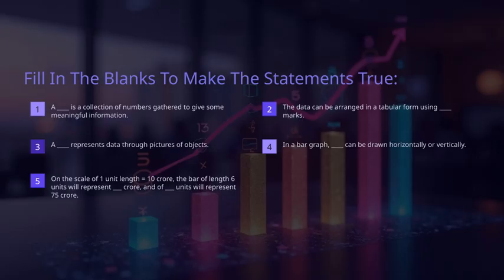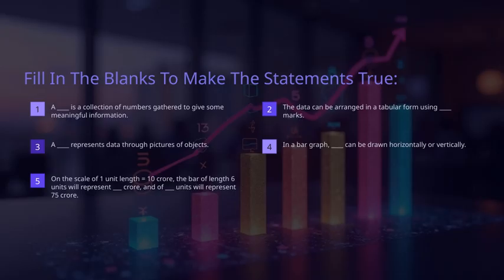For example, if we want to show quantities, we might use icons or images to make the data more understandable and engaging. Now, on a scale where 1 unit length equals 10 crore, if we have a bar of length 6 units, that bar will represent 60 crore. Similarly, if another bar measures 7.5 units, it will represent 75 crore. These scales help us translate physical measurements into real data values clearly.